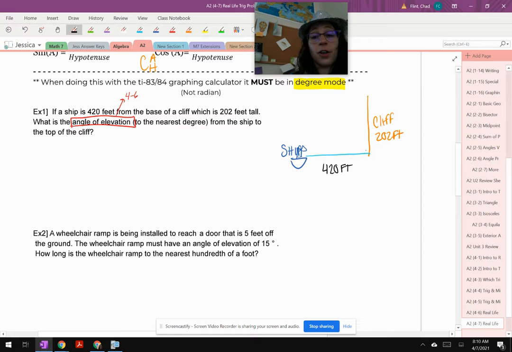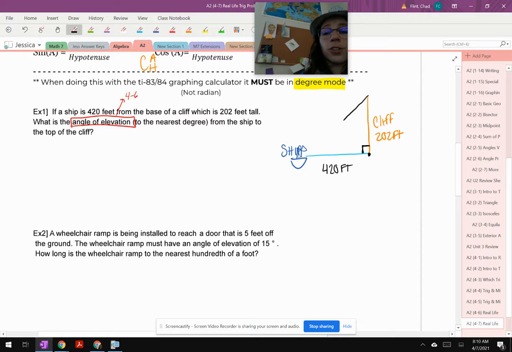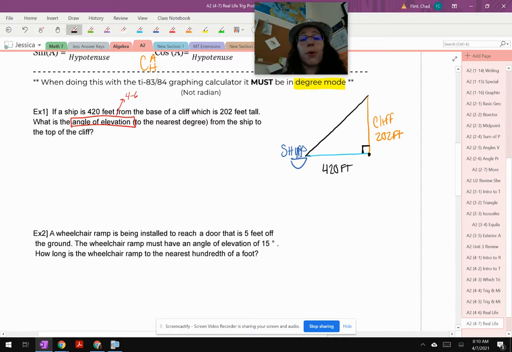I have a ship that is 420 feet from the base of the cliff, which is right here, which also is my right angle. And then you can make your triangle by just connecting those. Boom. That would give you your angle of elevation. What is the angle of elevation from the ship? Well, my ship is right here to the top of the cliff. That's this angle right there. That's my angle of elevation.